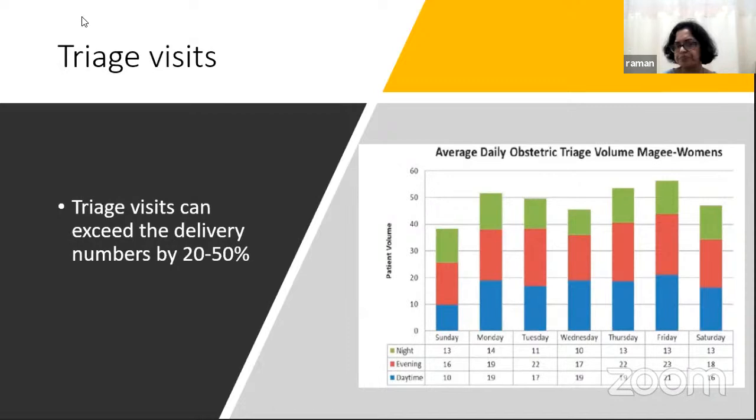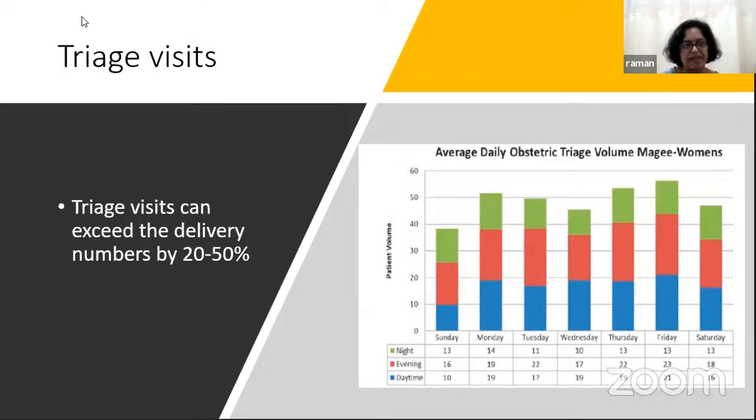This is an interesting study which was done in America. They wanted to look at the average daily obstetric triage volume. As you can see, it remains constant over the weekend as well, and more people do come in on the weekends and at night time, which is self-explanatory. So triage has to be serviced 24/7, because you would expect more surge during the weekends and during the out-of-hours time, wherein they're going to be least prepared.